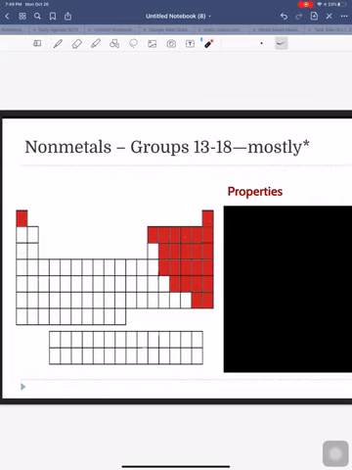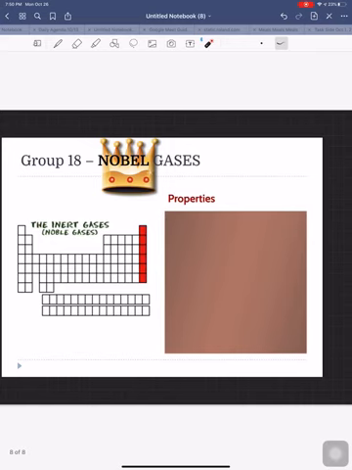So I just wanted to throw out nonmetals, sure. Properties: it's not that they aren't reactive, they are just reactive differently when they react with each other. Okay, and then finally, the snobs at the end, the snoots. So group 18, noble gases.